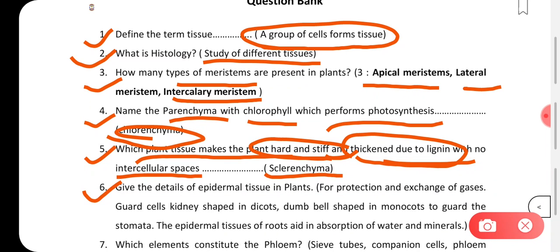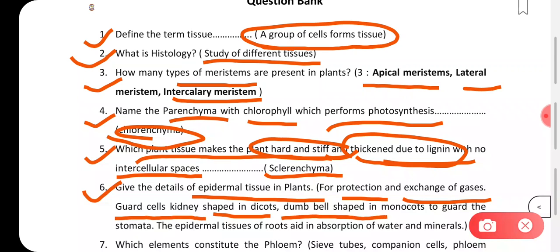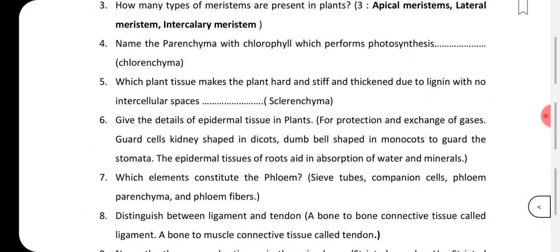Next question is give the details of epidermal tissues in the plant. So what do we know about the epidermal tissues of the plant? They are for protection and for the exchange of gases, and they have guard cells which are kidney shaped in dicots and dumbbell shaped in monocots. And the epidermal tissues of the roots aid in the absorption of water and minerals. So you can mention both: how the epidermal cells are in the leaf, and how the epidermal cells behave in the roots.